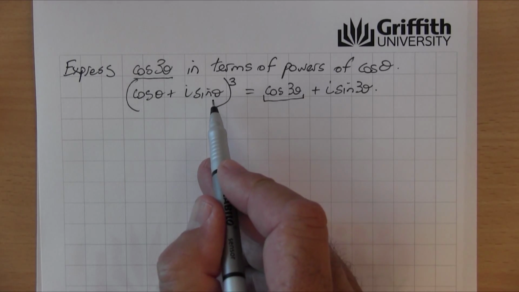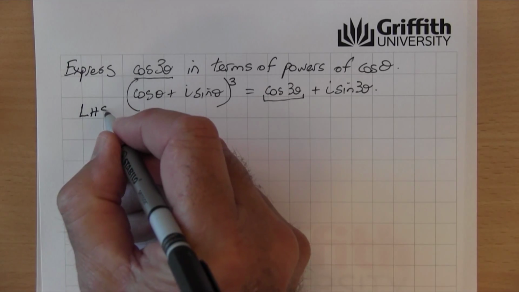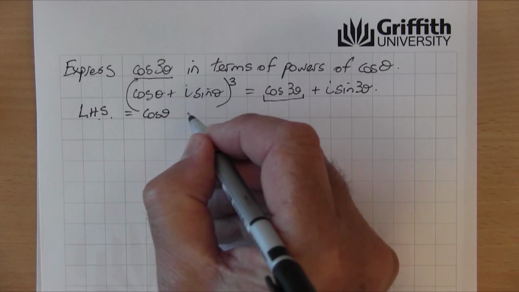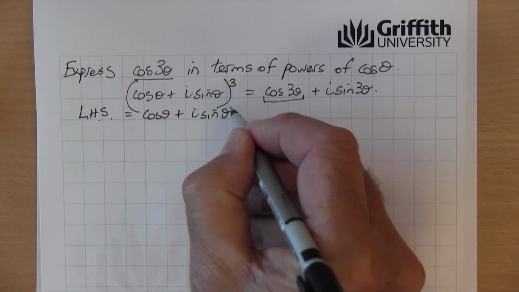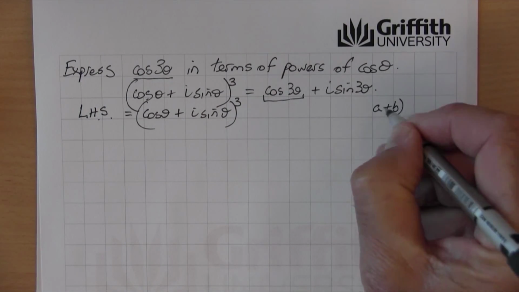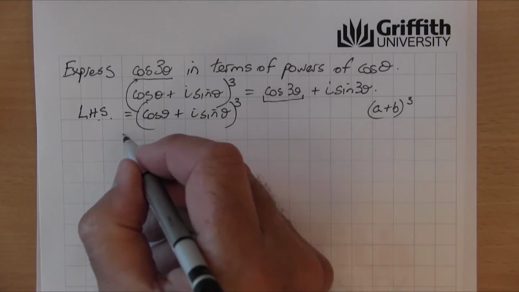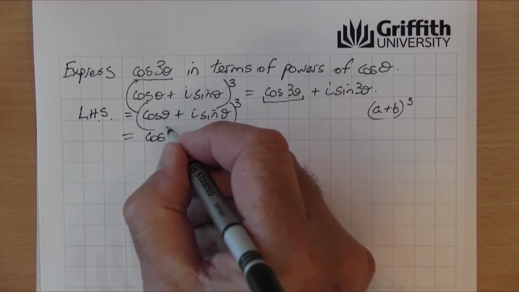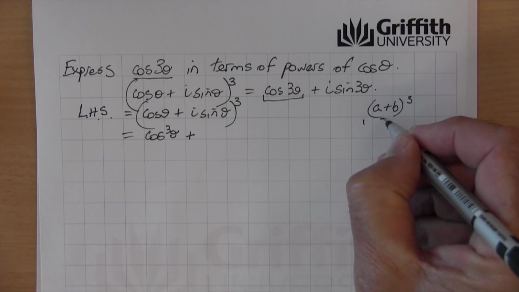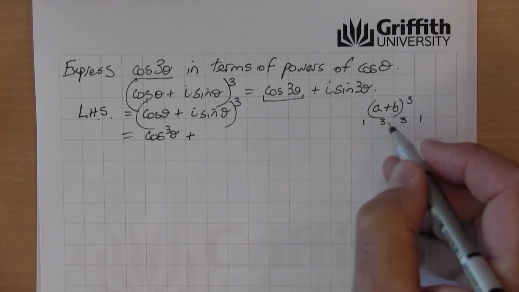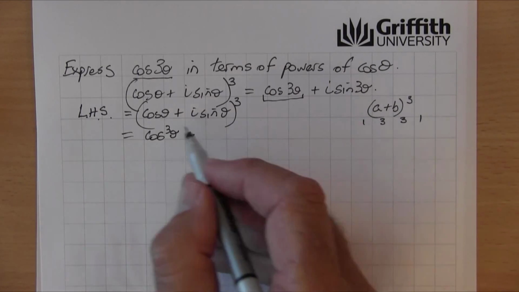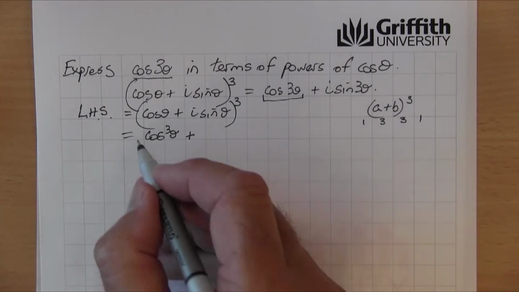So let's expand this left-hand side. So the left-hand side is equal to, I'll just write it out again, (cos theta plus i sine theta), all raised to the power of 3. And this is like an expansion of (a plus b), all raised to the power of 3. It'll be cos cubed theta plus. Now, the coefficients go 1, 3, 3, 1. You can either use Pascal's triangle to work out those. So we've got the 1 in front of there.